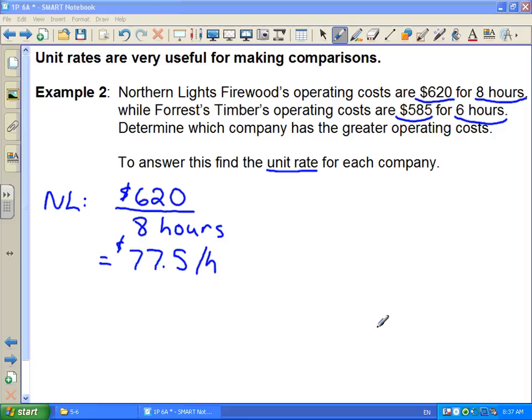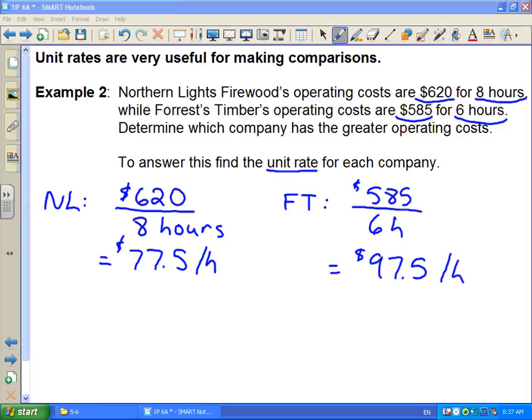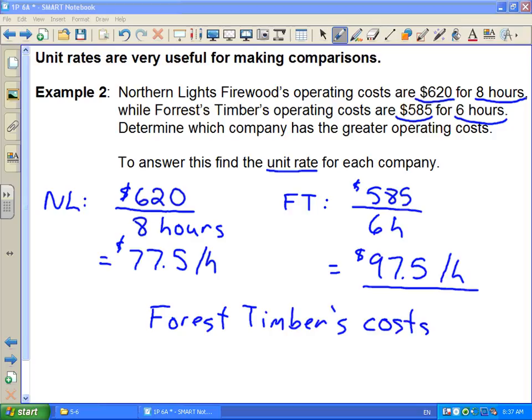Let's do Forest Timber next. So Forest Timber has $585 in 6 hours. So we calculate the unit rate, just doing that division, we get $97.5 per hour. So now we can clearly see which one has the greater operating costs. It's Forest Timber, because it has the larger number here. So we can say Forest Timber's costs are greater. And we're done.